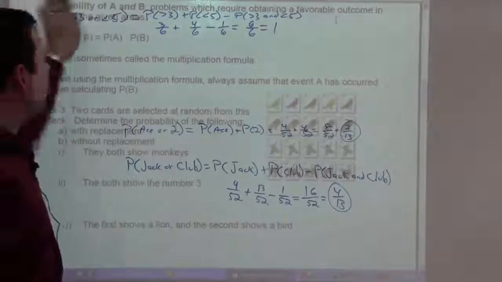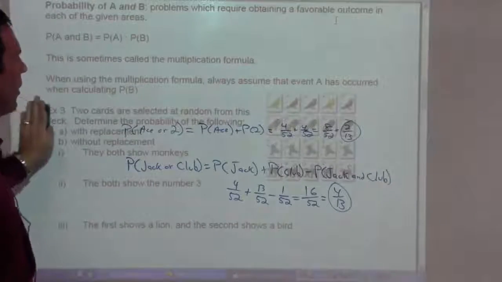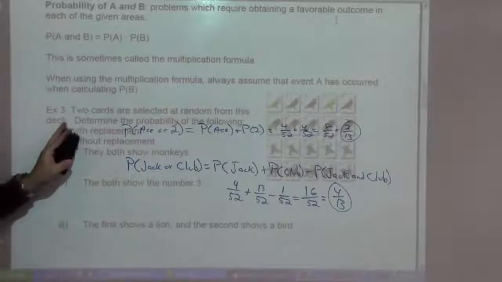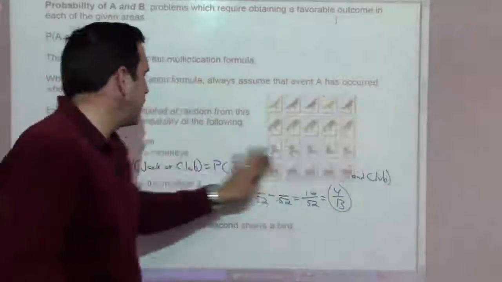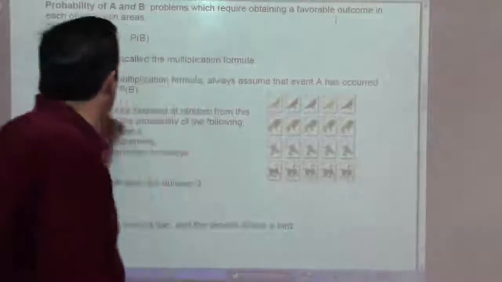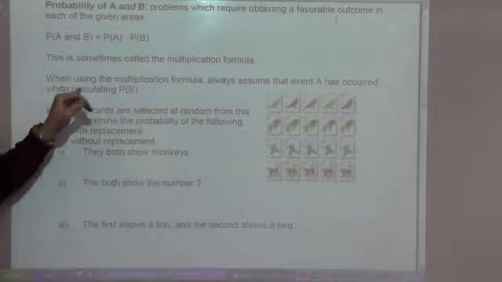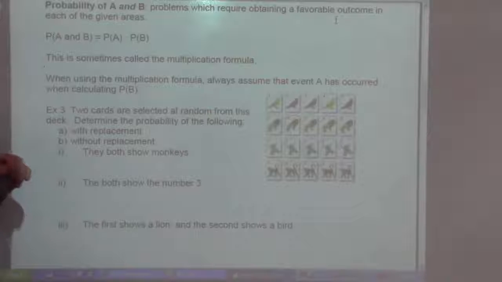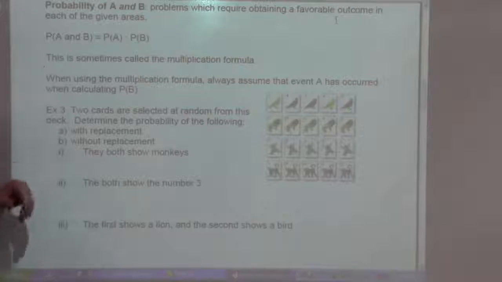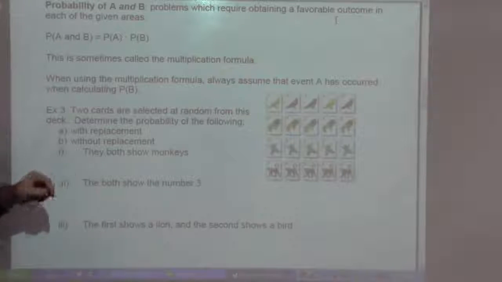Probability of A and B. These are problems which require obtaining a favorable outcome in each of the given categories, given areas. This is sometimes called the multiplication formula. When using the multiplication formula, always assume that event A has occurred when calculating event B, probability of B.